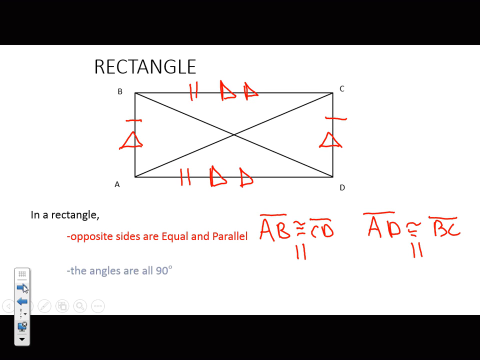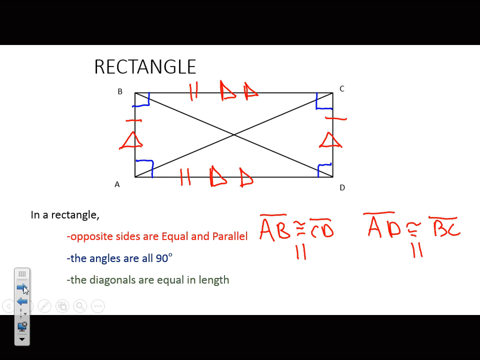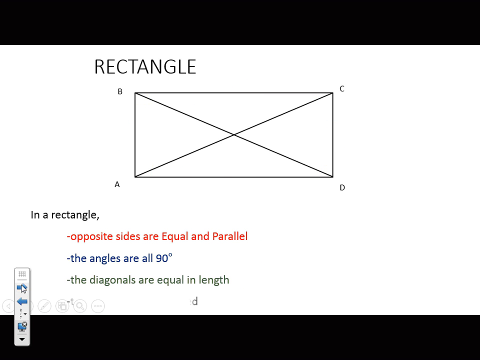All right, another unique feature about the rectangle is that all of our angles are 90 degrees, every single one of them. Also, the diagonals are equal in length. So what that means is AC, that whole segment there, is equal to BD. They're the exact same length. So if AC was 7, BD would also be 7.